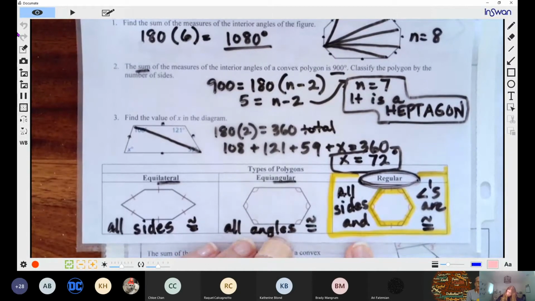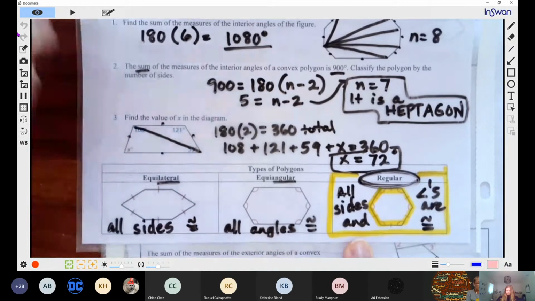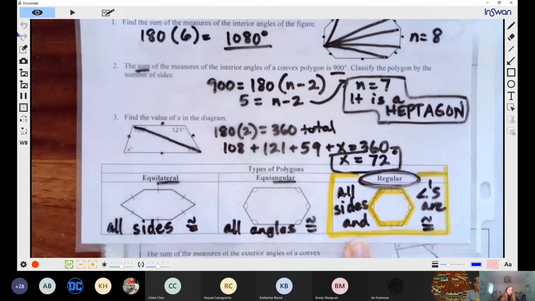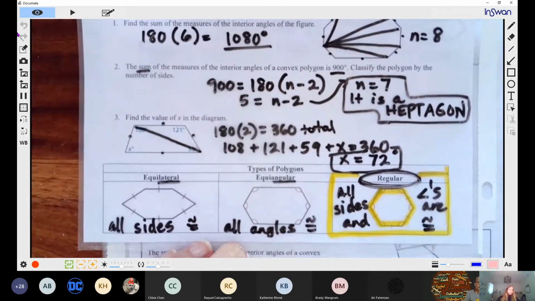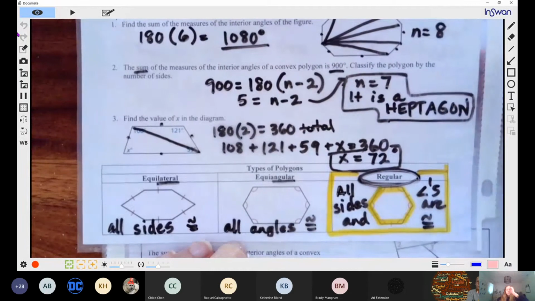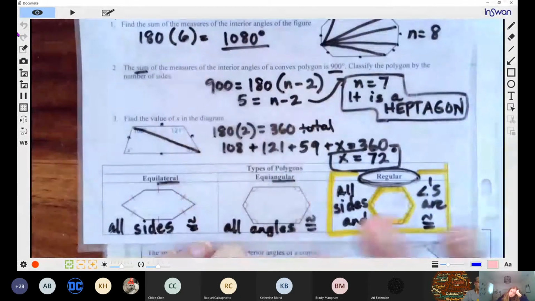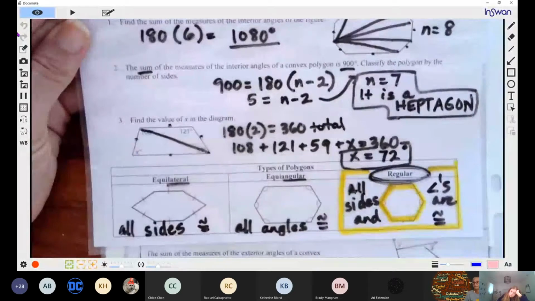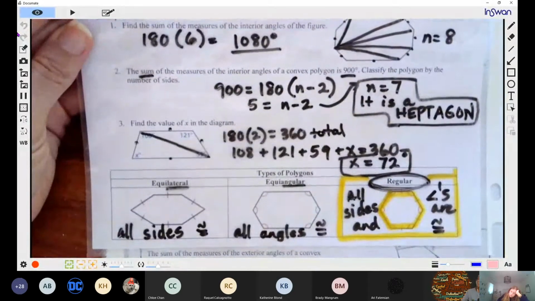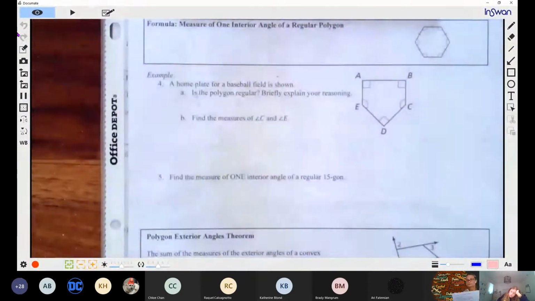Okay, so again, that's just vocabulary you will have to learn. And sometimes it's just as easy as remembering that's what regular means. Okay, this is pretty much all of the interior angles. Okay, I'm going to move on to the next page. Again, today is notes.